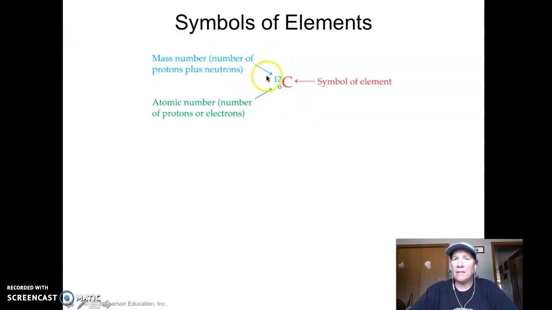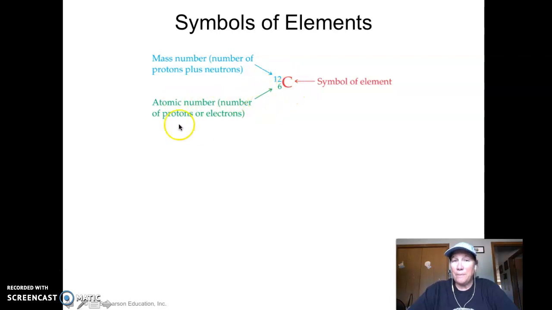The other thing you'll see if you see it written like this: on the top you have what they call the mass number. That's how much the atom weighs, in AMU, and it's the number of protons and the number of neutrons added together. Every proton has a unit of 1 for its mass, and every neutron has a unit of 1. So if you want to know the total mass, you add those together.